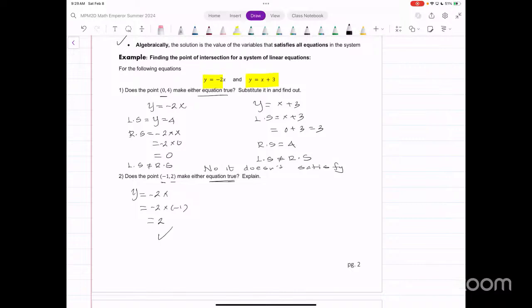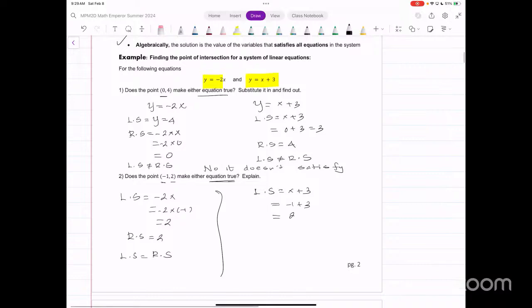That's not the way to show the work. We need to go back to the left-hand side. Negative 2x, so negative 2 times negative 1, which is positive 2. And the right-hand side, you get 2. Now, left-hand side is equal to x plus 3. X is negative 1, so negative 1 plus 3. Right-hand side is equal to 2. Left-hand side is equal to right-hand side.